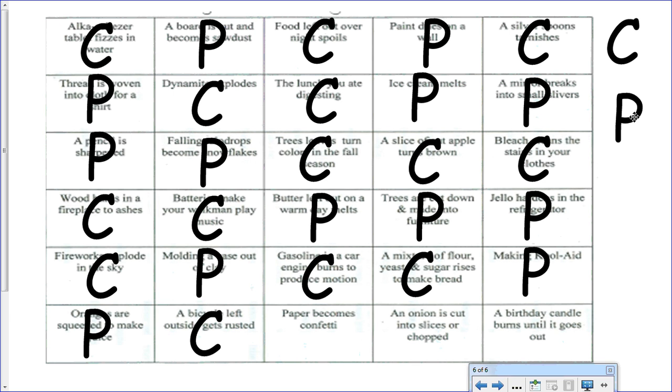Tearing up your paper to make confetti is physical. Slicing an onion or chopping it up is physical. And a birthday candle burns until it goes out is chemical.